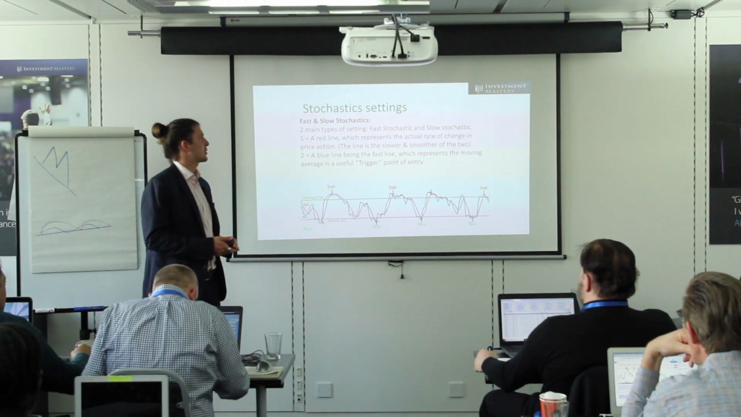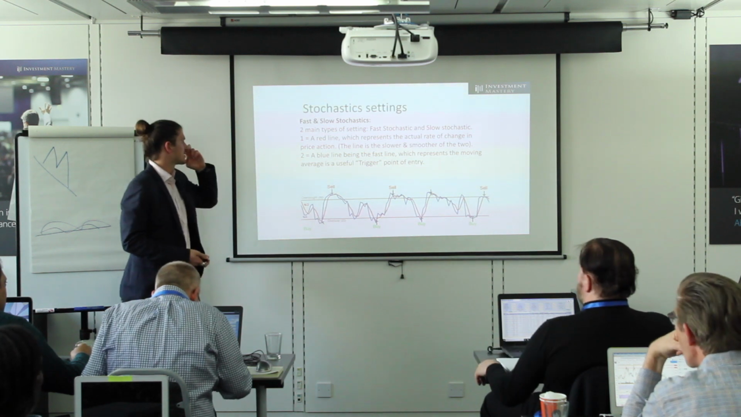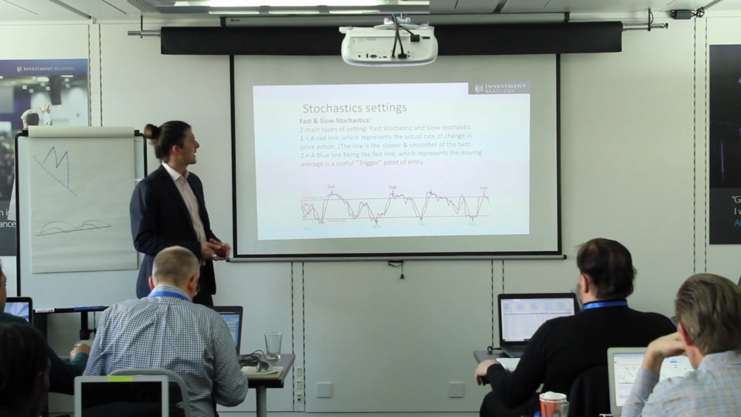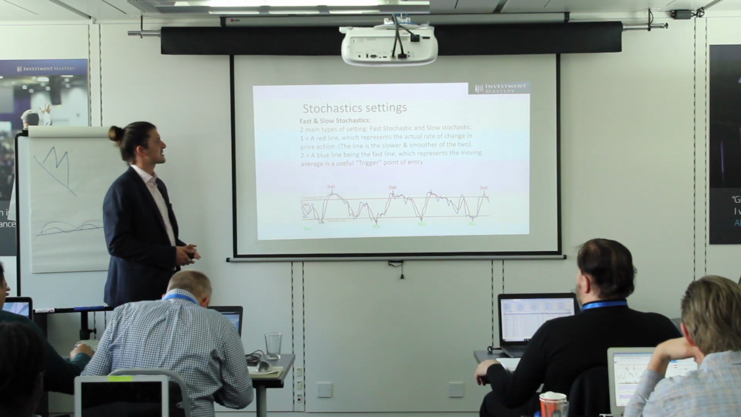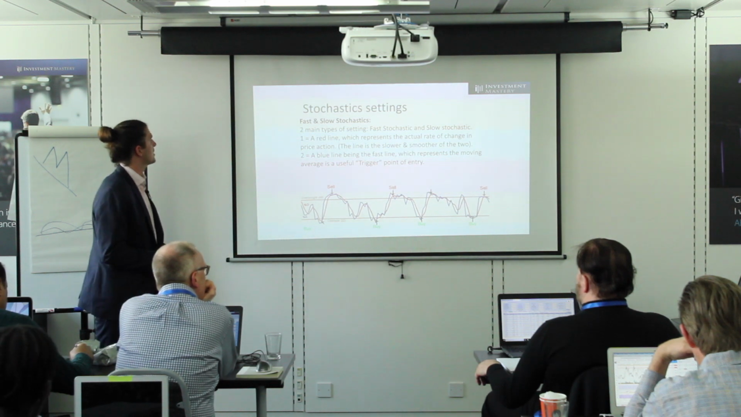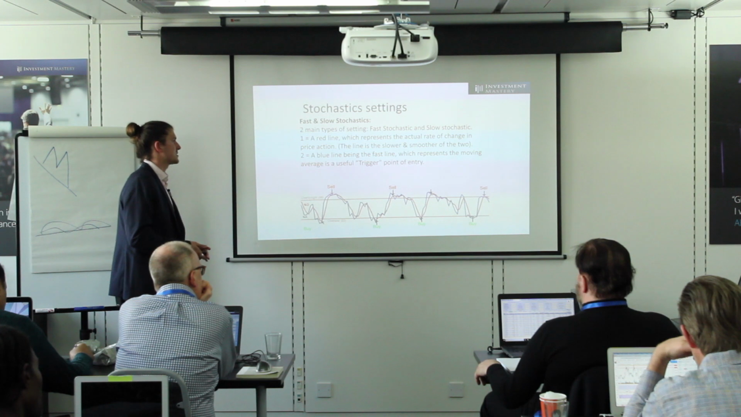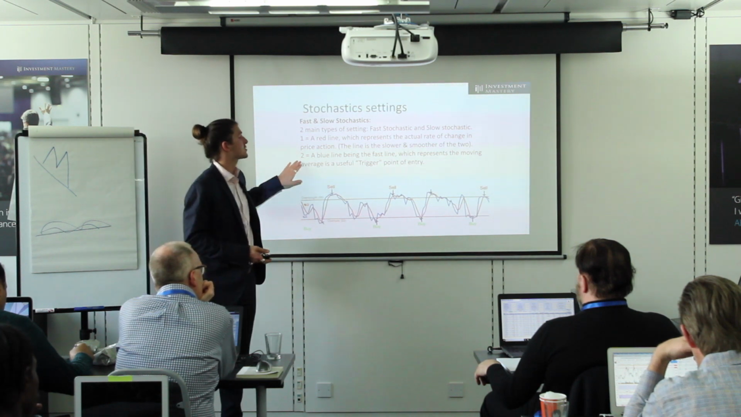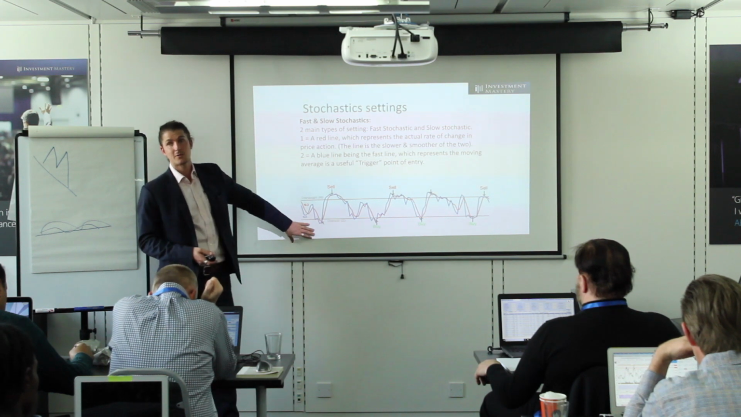So two main types of settings. We have the fast and slow stochastics. It's like the moving average. We have a fast and a slow one. So the red line represents the actual rate of change in price action. So the line is the slower and smoother of the two. So if we look at the blue line, it's a fast line and represents the moving average, which is a useful trigger for an entry point. So we have a slower moving line and a faster moving line.